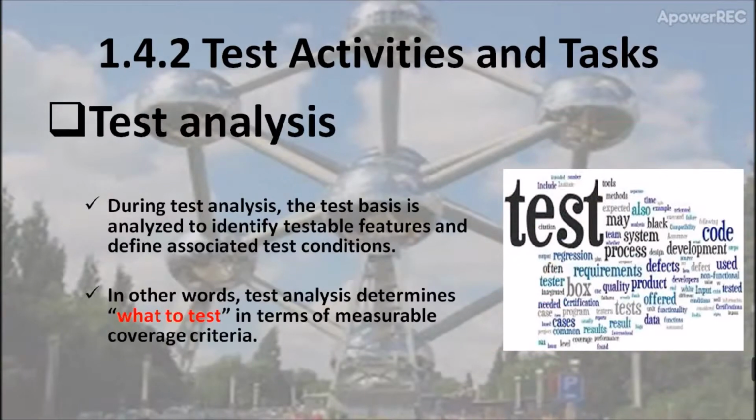The next activity in the test process is test analysis. In test analysis, we analyze the test basis so that we can identify the testable features. For example, we read the requirements and analyze them, so we know the features that we can perform testing on, and we define the test conditions for these features. The test conditions are what to test. So test analysis answers the question: what to test? What are the things that we need to test? The login page, the register, logout, forget password and so on. So these are the test conditions of our project.